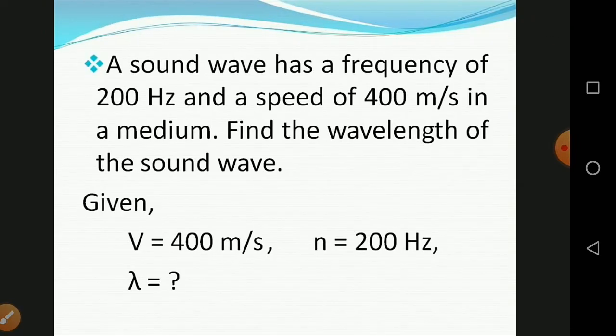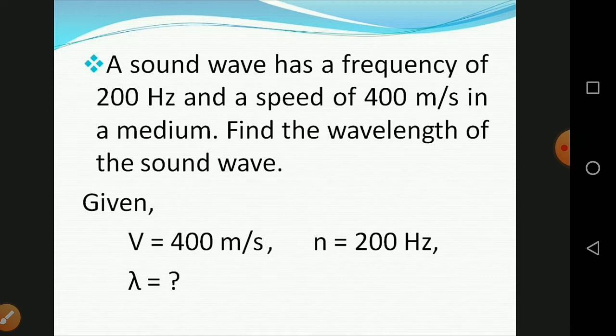And the next one is the problem corner. Question number 1. A sound wave has a frequency of 200 Hz and a speed of 400 meter per second in a medium. Find the wavelength of the sound wave. To find lambda, that means the wavelength, we are given the velocity of 400 meters per second and the frequency n is equal to 200 hertz.